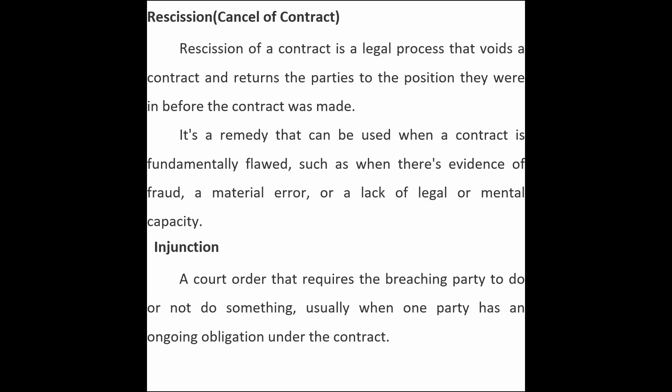The next one, injunction. Injunction means an order given by the court. In order to cancel the contract, the order may be given by the court. Usually, this applies when one party has an ongoing obligation and the other may accept the same. That is called injunction.